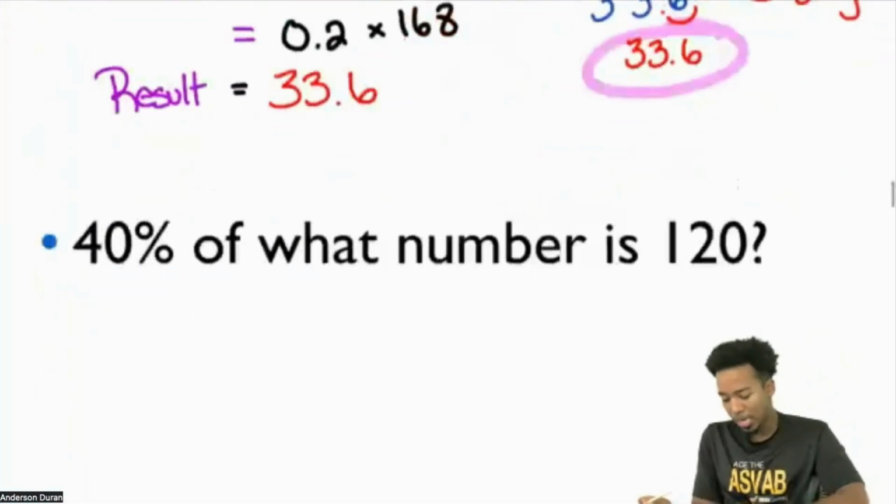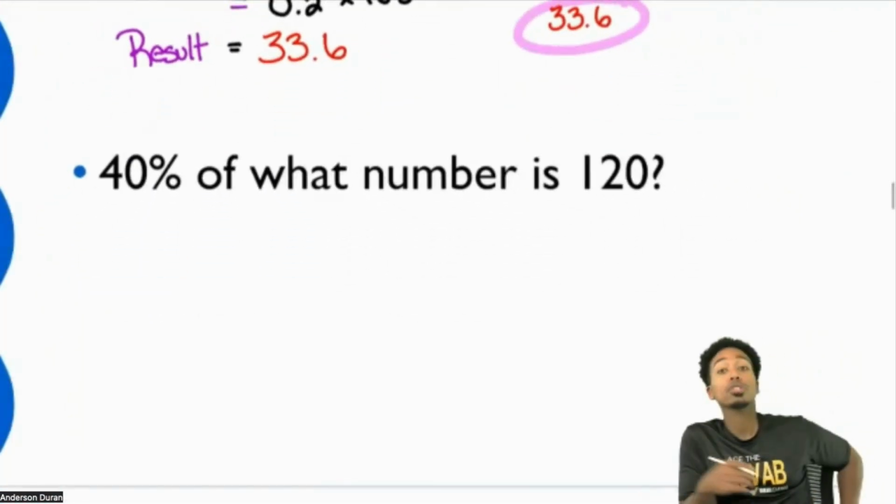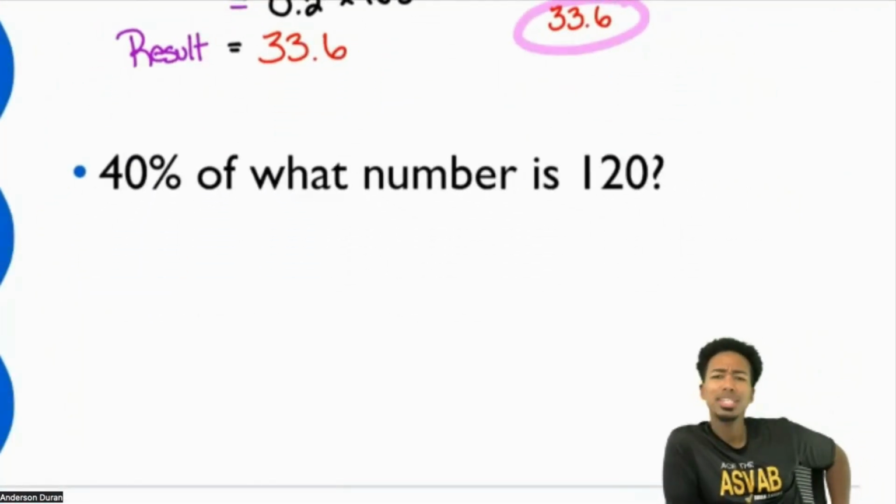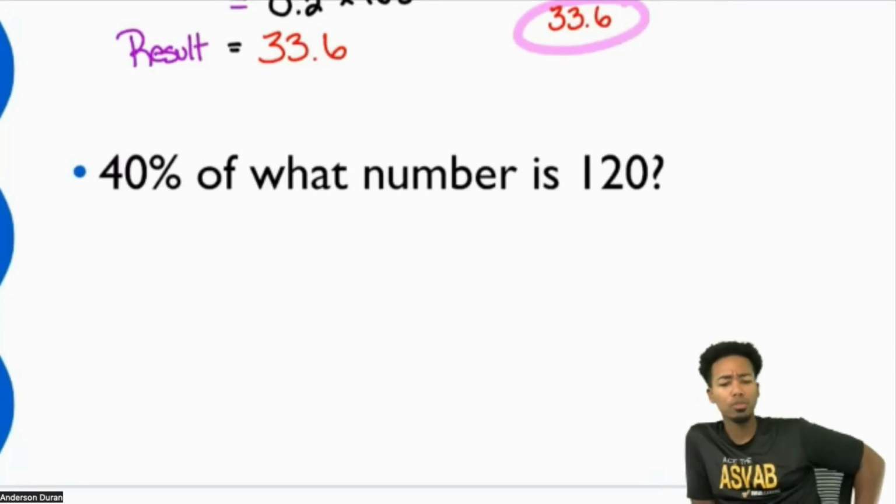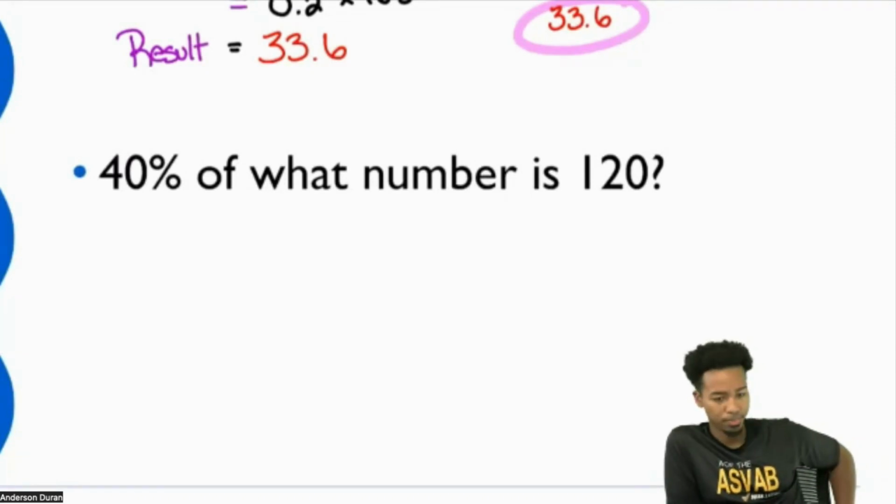So let's take a look at this one here. 40% of what number is 120? Everybody, what's your guess? Do you think we're looking for the percent here? Do you think we're looking for the original number or the result? What do you think we're looking for? And how do you know? Again, give me a reason why.